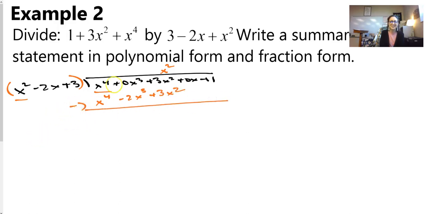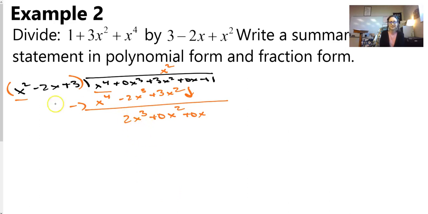Subtract. These cancel out, and I've got 0x cubed minus a negative 2x cubed, so what does that give me? Positive 2x cubed. When I subtract these two terms, those go away. I am going to put my plus 0x squared. And what's my next step? Bring down, so plus 0x. All right, can I go again?